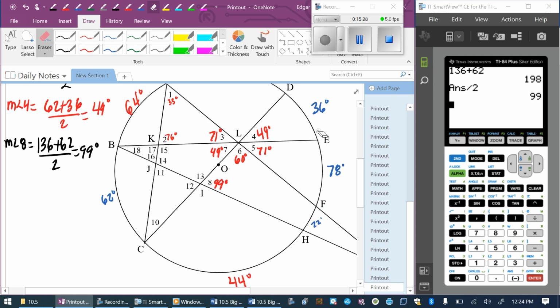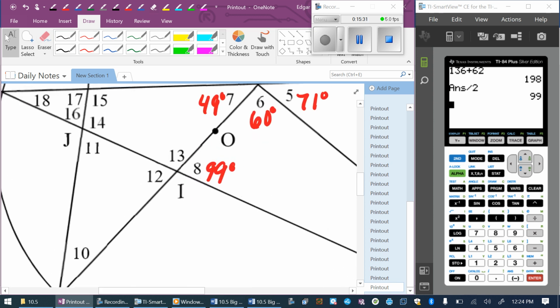And actually, guys, I'm going to deviate a little bit here. I'm not going to go in order anymore, and this is the reason why. I'm noticing already that angle 12 and angle 8 are actually going to be congruent because they're vertical angles. So I'm going to go ahead and label this as 88 already. Sorry, almost made a mistake again. That's 99.